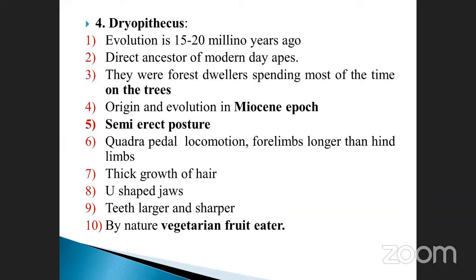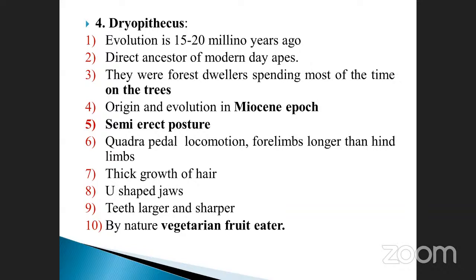Thick growth of hair. Every monkey has a lot of hair compared to us, though some human beings also have many hairs. U-shaped jaws. Teeth large and sharper. By nature, vegetarian fruit eater. This is very, very important.